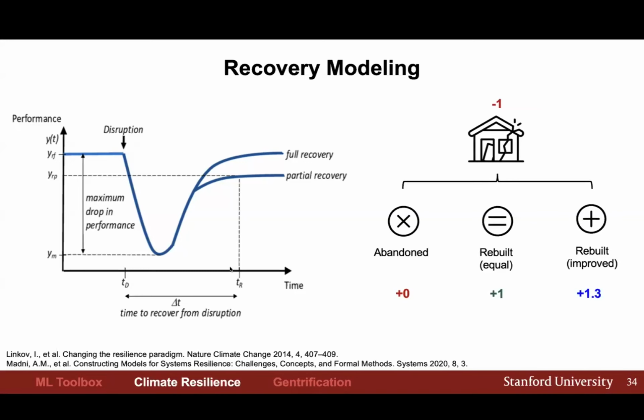So when one home is damaged in a neighborhood, we deduct 1 point. If it's abandoned, we don't do anything, it stays there. If it's rebuilt to the same level as the pre-disaster home, we add 1 point after the disruption. If it's rebuilt to an improved level, we assign an arbitrary number here, like 1.3, which would be 30%. We assume 30%, but we can see some examples that this is a conservative estimation of how homes are rebuilt to a better quality.